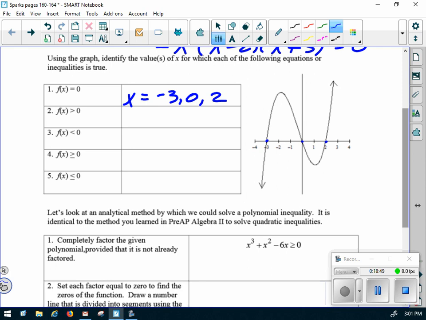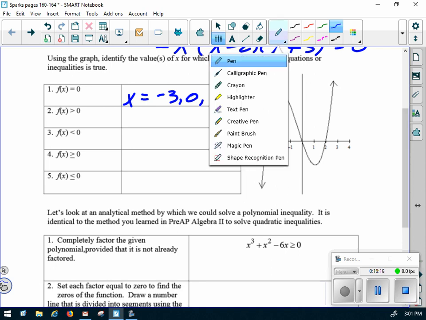Now with your highlighter, where is that function greater than 0? What's it mean graphically for a function to be greater than 0? Above the x-axis. How come? Because that's where the y values are positive. Good.